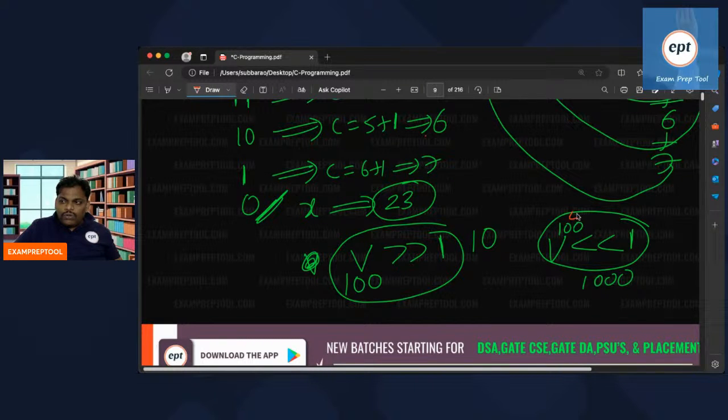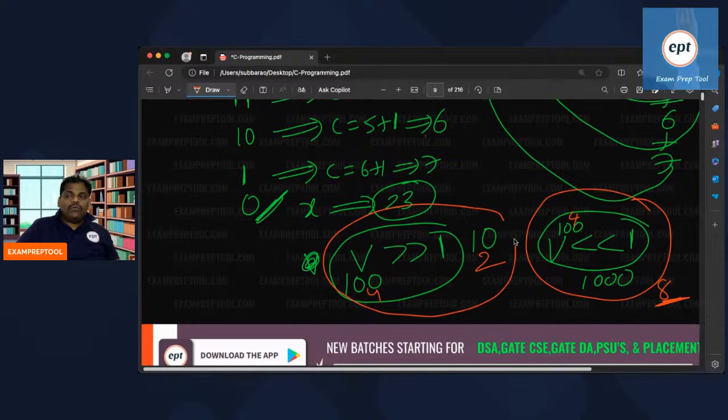1 0 0 means 4. After left shift is over, it became 8. Remember, left shift means multiplying by 2. When you say right shift, this is 4, after right shift it is divided by 2. Right shift means divide by 2. Left shift means multiply by 2. Right shift means the rightmost digit you lose, which is equal to divide by 2.